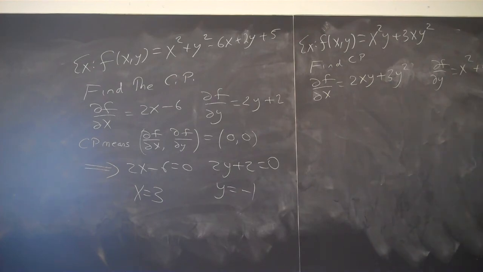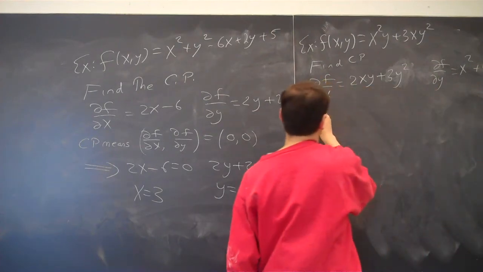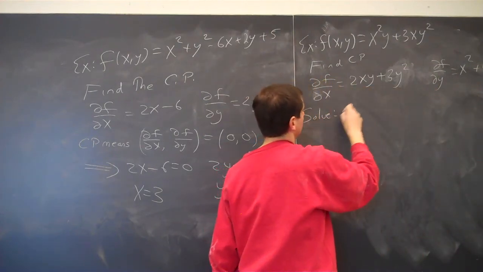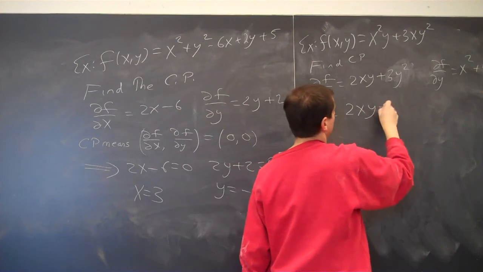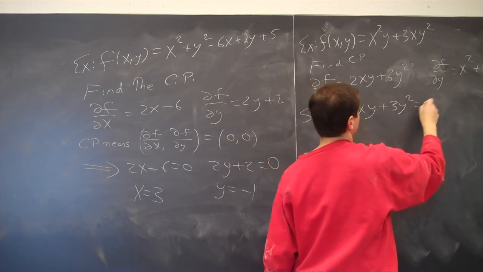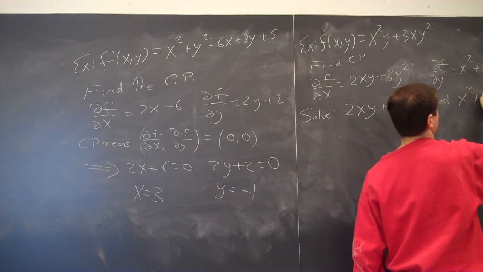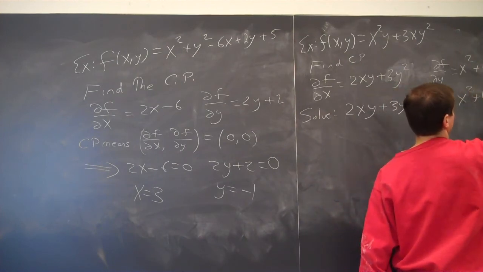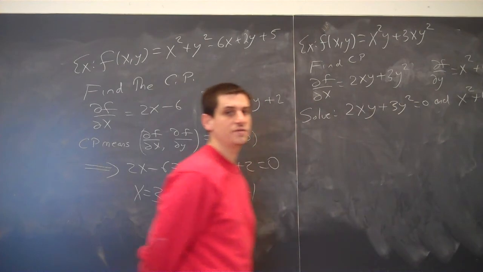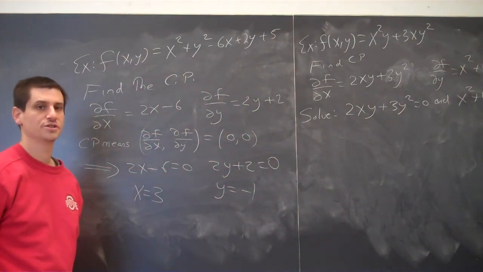And that's it for calculus. We're now back to algebra 1, algebra 2. So I have 2 equations and 2 unknowns. So we have to solve 2xy plus 3y squared equals 0 and x squared plus 6xy equals 0. So I have to simultaneously solve these two equations.